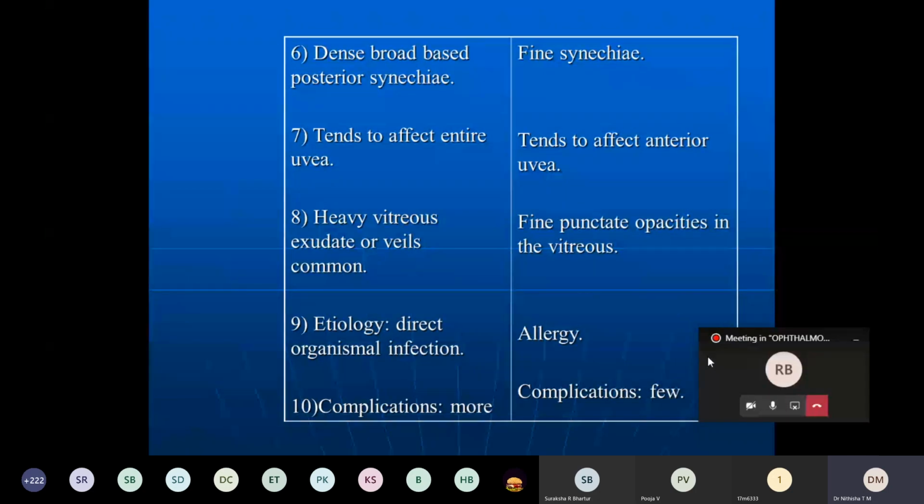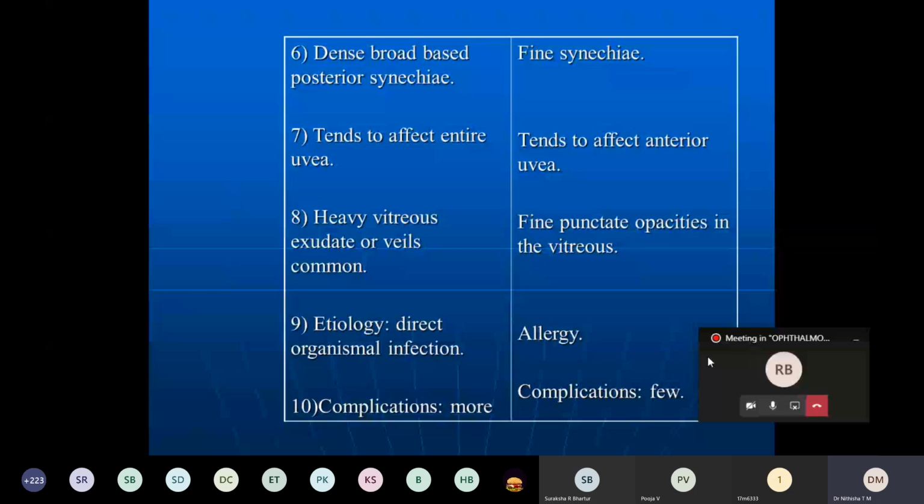Etiology is always direct. Infection by organisms, as I told, is very common in granulomatous, and in non-granulomatous it is commonly allergy. Complications are many more, and it is very difficult to treat granulomatous uveitis, while non-granulomatous has few complications. What is the etiology?